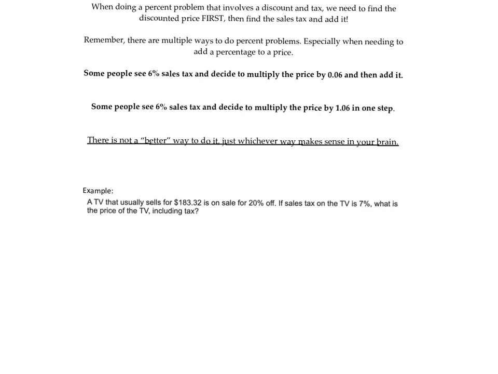If somebody sees 6% sales tax, they might think, oh, I know 6% as a decimal is 0.06, multiply it by the price and then add it. Or some people might see 6% sales tax and say 106% is 1.06. Some of you are probably like, huh, what? Well, if full price for an item is 100% and I'm adding the tax, which is 6%, 100 plus 6 is 106%, which when I turn that to a decimal will be 1.06.